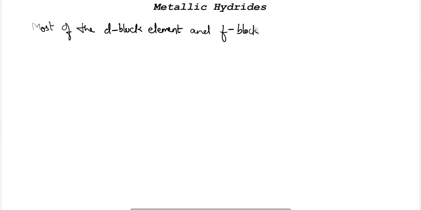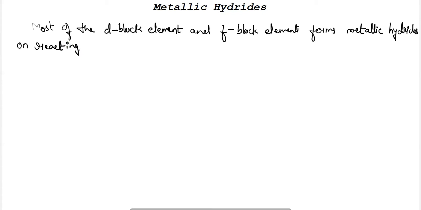Most of the d block elements, that is transition elements, which are generally termed as transition metals, and the f block elements form the metallic hydrides. They form the metallic hydrides on reacting with hydrogen.